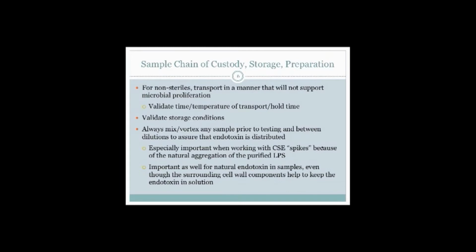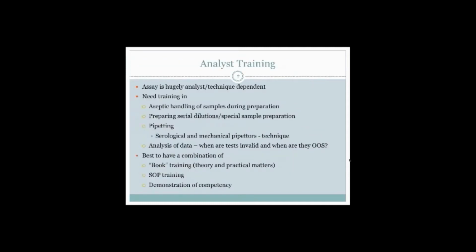It's important for natural endotoxin in samples as well, because even though natural endotoxin has cell wall parts around it and therefore is easier to stay in solution, we do want to make sure to vortex it in order to optimize the state so that we can detect it.